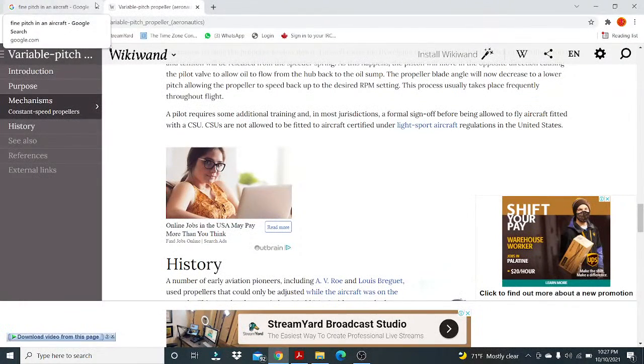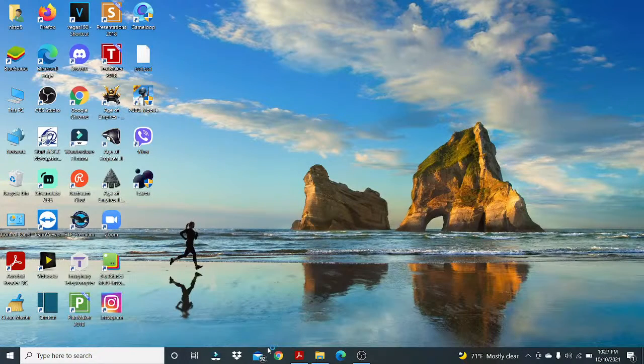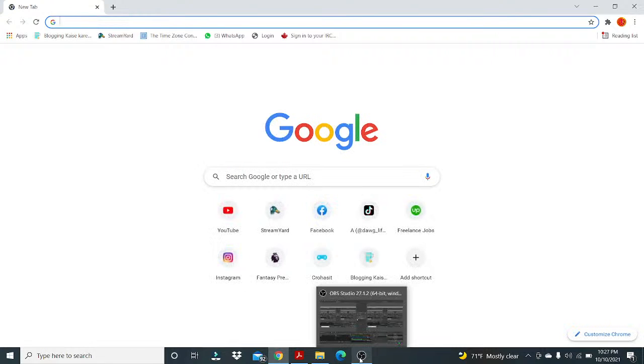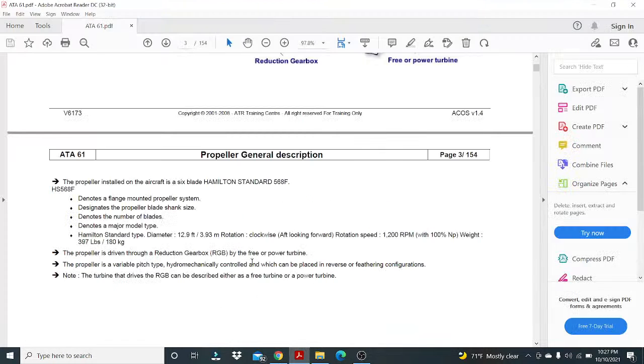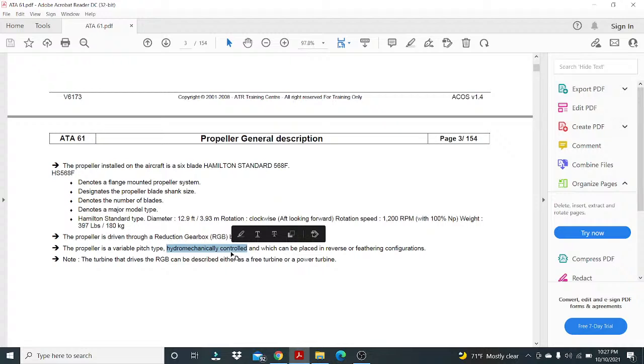Rookie wand. Okay, that's another good site. Alright, so hydromechanical control, with all this fluid. So it's that, and it can be placed in reverse or feathering conditions, right? So got it. Feathering one, is it?